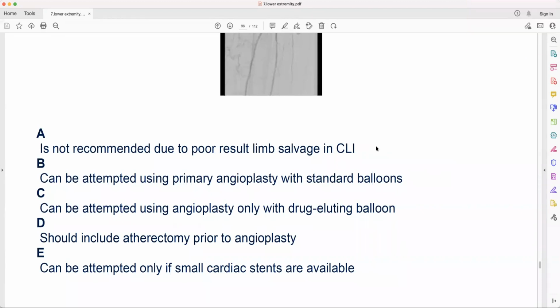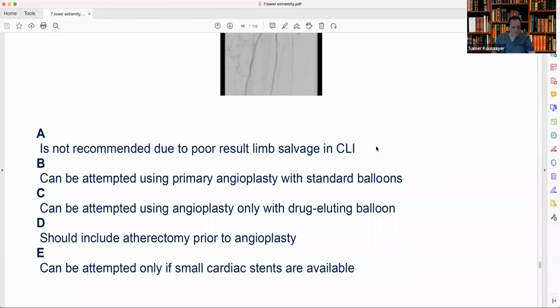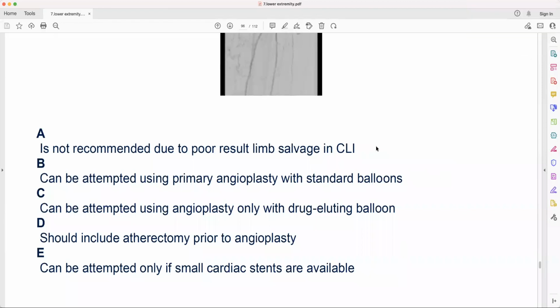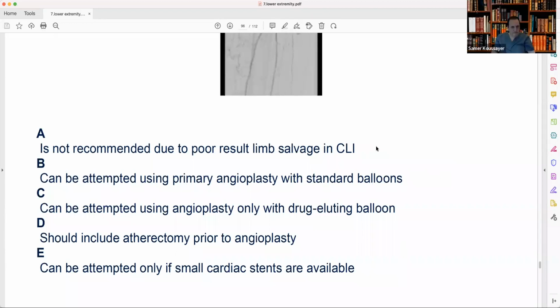Can be attempted using angioplasty only with drug-eluting balloons. Not really. You can use the standard balloon. None, as I said before, none of them. You see, drug-eluting balloon showed increased patency. So we go back. With critical limb ischemia, you have to talk about two completely different things: patency and limb salvage. So drug-eluting balloon showed increased patency, but the limb salvage is the same as a normal balloon.